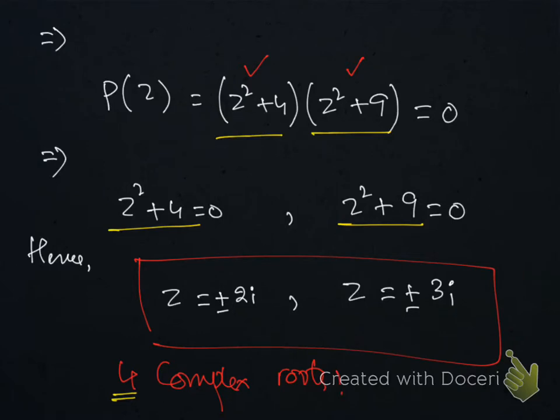Well, since we have to solve the equation, therefore either this factor is 0 or this factor is 0. Since this factor has no real root, by taking square root on both sides, we have z is equal to plus minus 2i here, and here z is equal to plus minus 3i. So this polynomial has 4 complex roots.